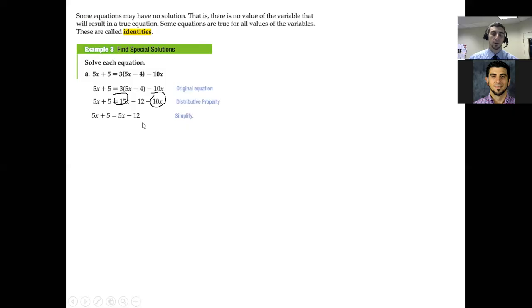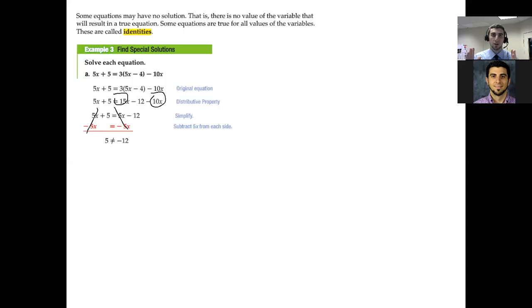All right? Now you want to subtract 5x from both sides, and you'll see something weird happens. They all cancel, right? So 5x minus 5x just cancels, and 5x minus 5x cancels, and you have 5 equals -12. Notice 2 things. One, the variables canceled.